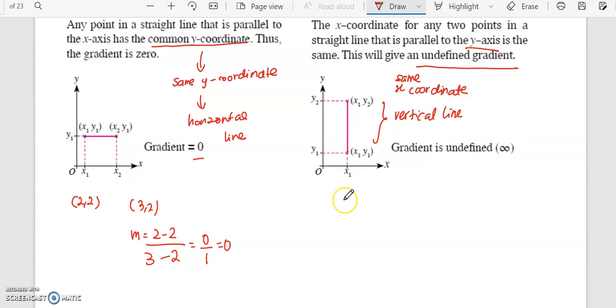Let's say we have (4, 5) and (4, 6). So we know that gradient is equal to y2 minus y1 divided by x2 minus x1. So 1 over 0. If you use your calculator, there is no number that can be divided by 0. No number. So bila any number divide by 0, dia akan jadi math error kalau you guna calculator. So itu jawapan dia lah, undefined.